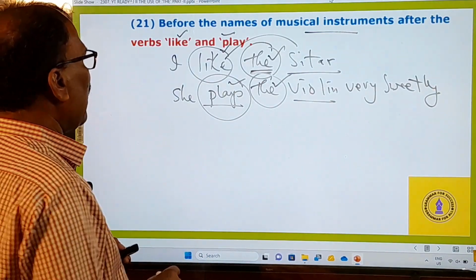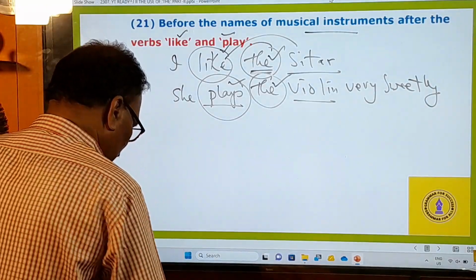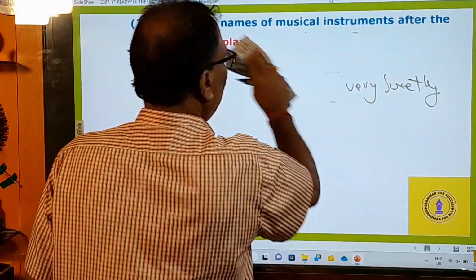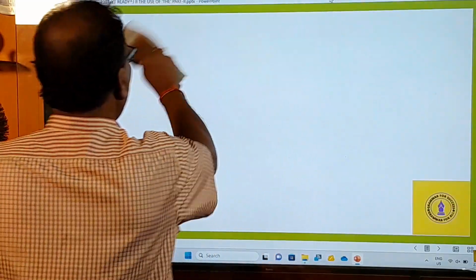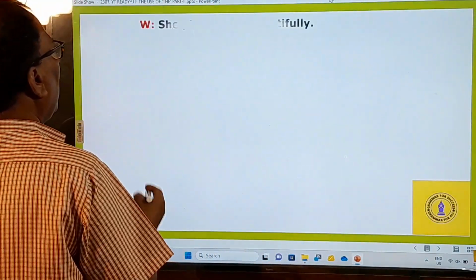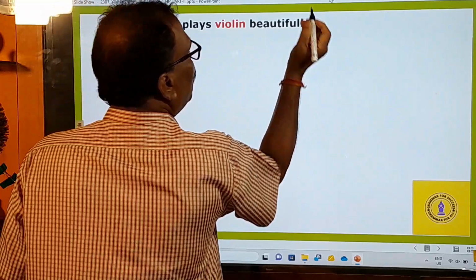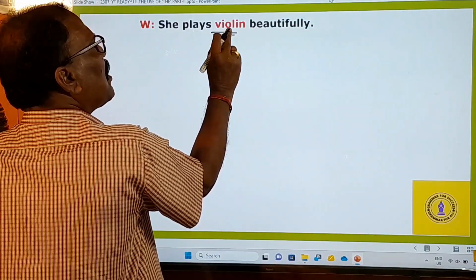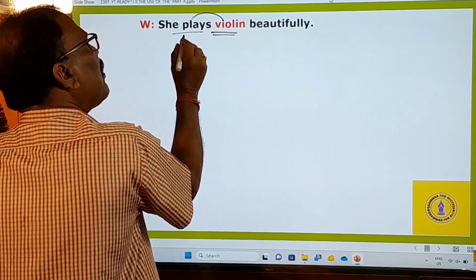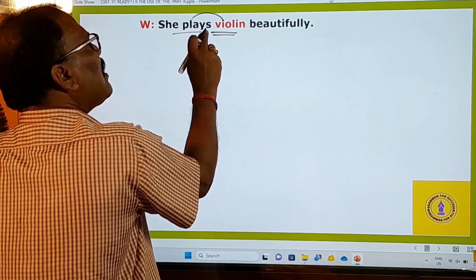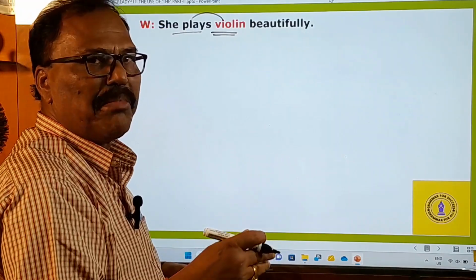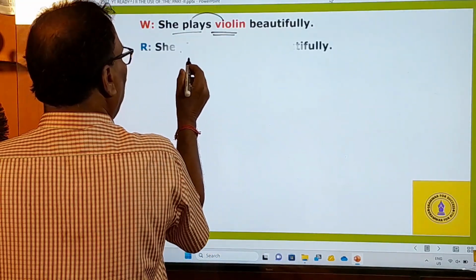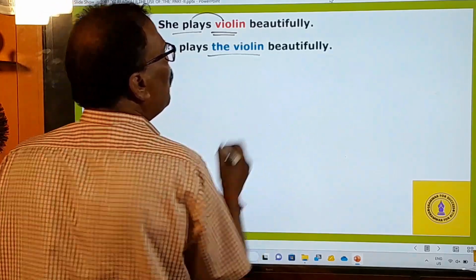Right, now let us see the examples that are likely to be given in the examination. Here you see, "She plays violin beautifully." So here is a wrong sentence, because violin is a musical instrument. It has occurred after the verb "play", and here "the" is deliberately missing. Therefore what you have to say is "She plays the violin beautifully."